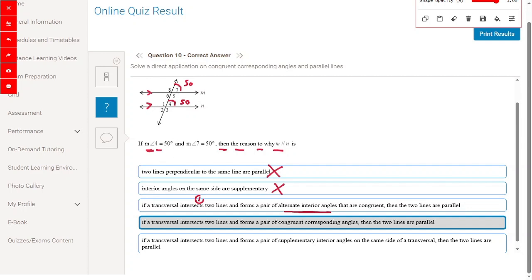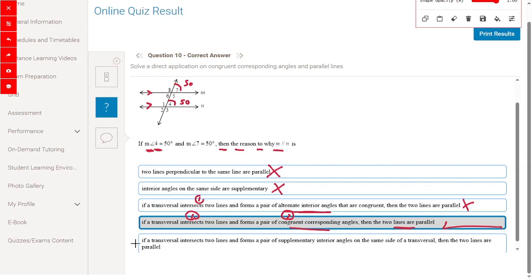But here it's mentioned angle 4 and angle 7, which is corresponding angle. So this can be done if we are talking about alternate interior angle, but actually this will be wrong for this question. Now, if a transversal intersects two lines, this is condition number 1, and forms a pair of congruent corresponding angles, we have two corresponding angles, 7 and 4, and they are congruent or equal, so this is condition number 2, then the two lines are parallel. Yes, this is the right answer.